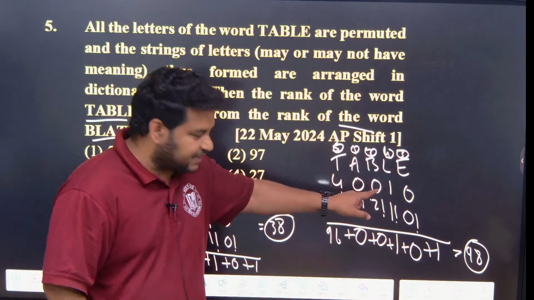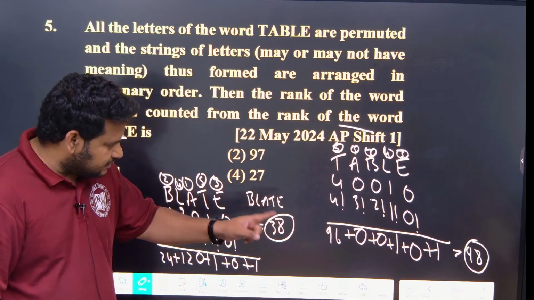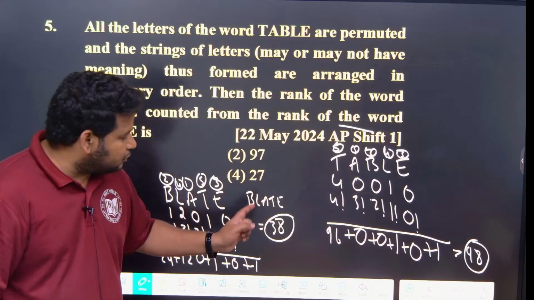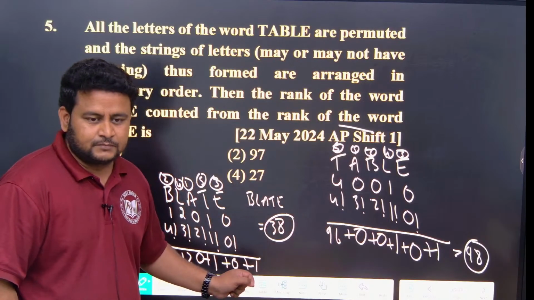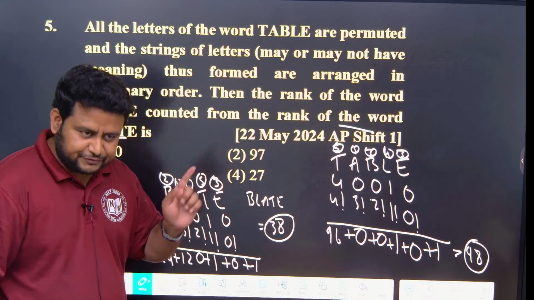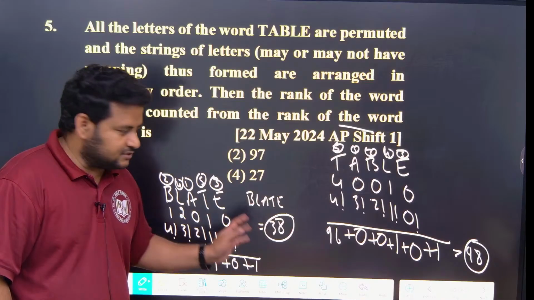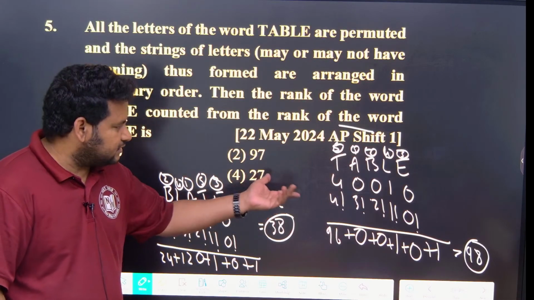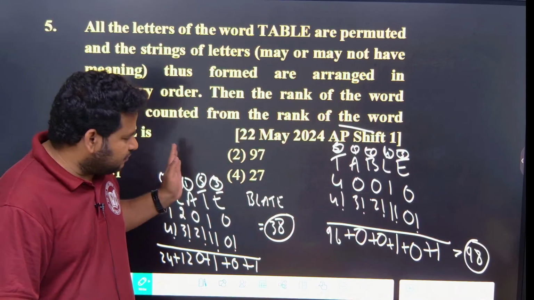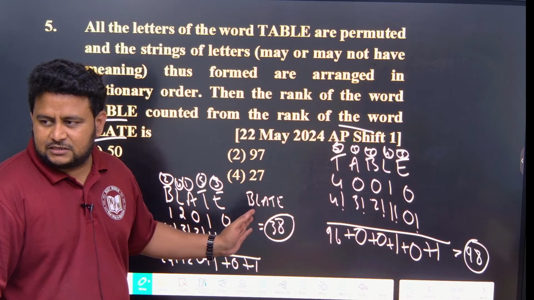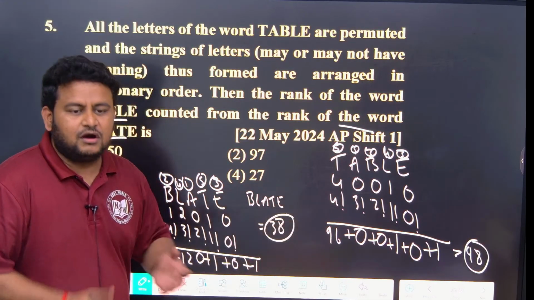They are asking the rank of TABLE starting from the rank of BLADE. So what you should do is subtract 38 from 98. But you are starting from BLADE, whose rank is 38. So you have to start from 38 and count up to 98. 1 to 98 is the rank of TABLE, but 1 to 38 is the rank of BLADE. So you start from the BLADE rank: 38, 39, 40, up till 98. How many are there, you have to find out.